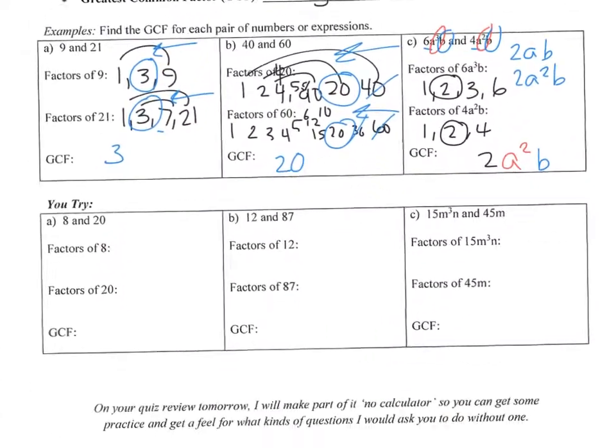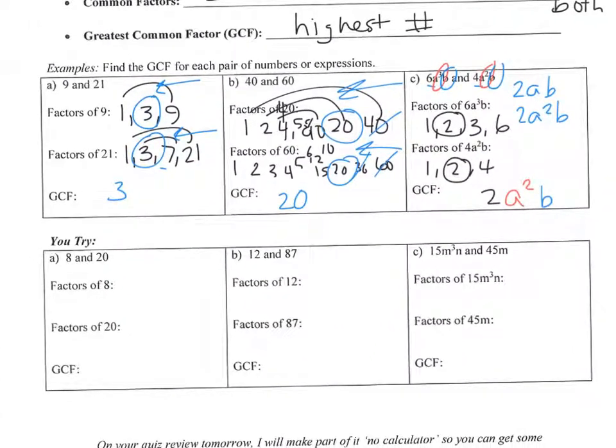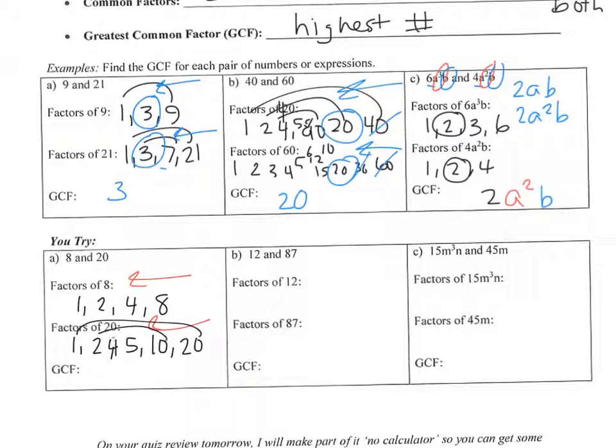So down here we're going to do some more examples. 8 and 20. So first find the factors of 8. 1, 2, 4, and 8. Then do the factor tree for 20. Now go from left to right. What is the highest number they have in common? Ooh, I missed one for 20. It's 4. There we go. So the greatest number they have in common is a 4.